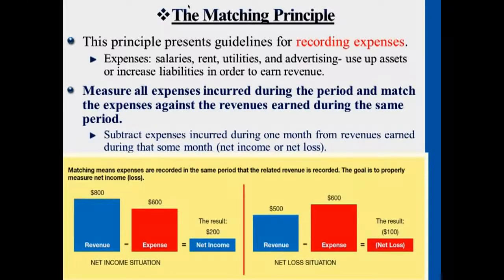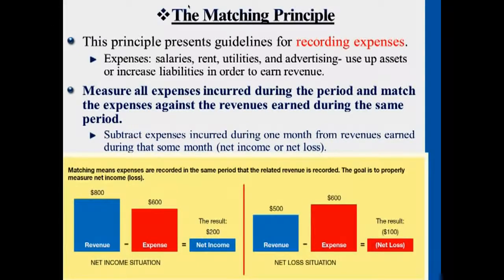Okay, the matching principle guides accountants to record all of these expenses, the costs that happened during a certain period of time. As long as it happens within this period of time and relates to the revenue that you generated within this period, it all has to be accumulated, captured, and matched against the revenue that you recorded. Okay, so this essentially is how the income statement comes about.